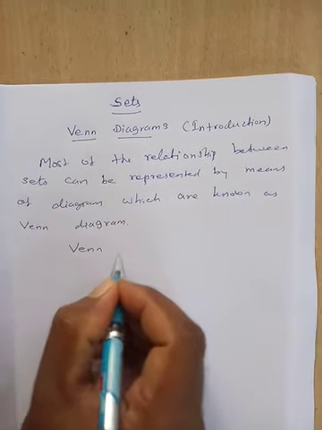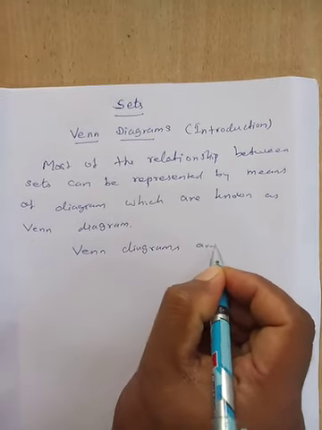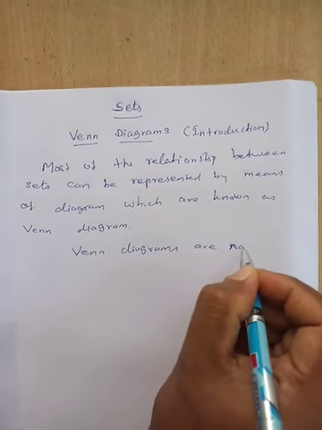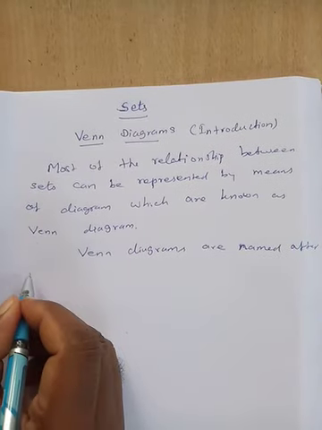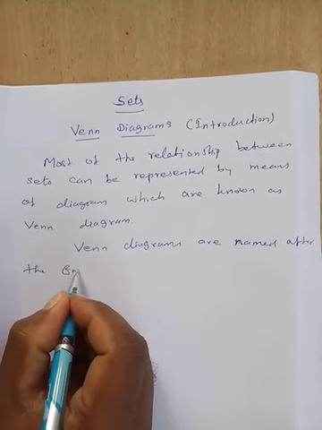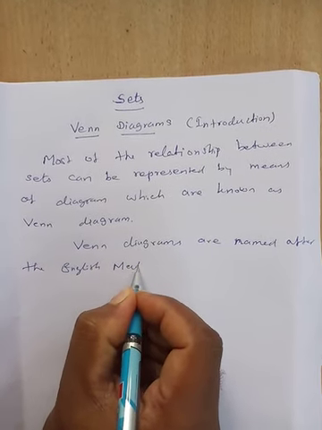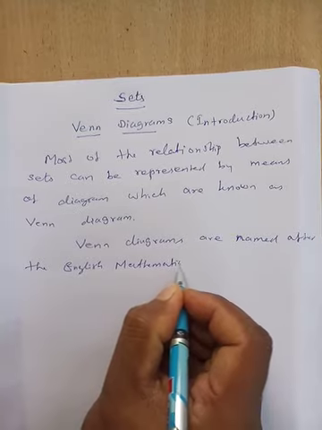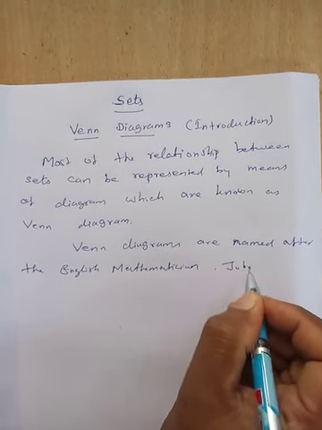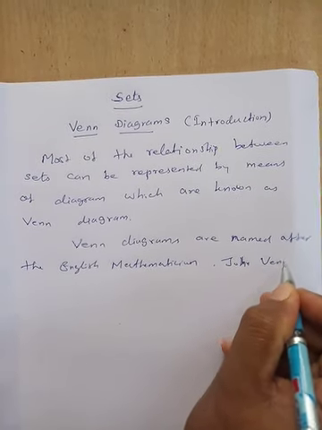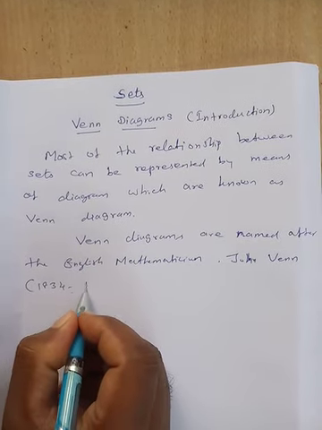Venn diagrams are named after the English mathematician John Venn, in the years 1834 to 1883.